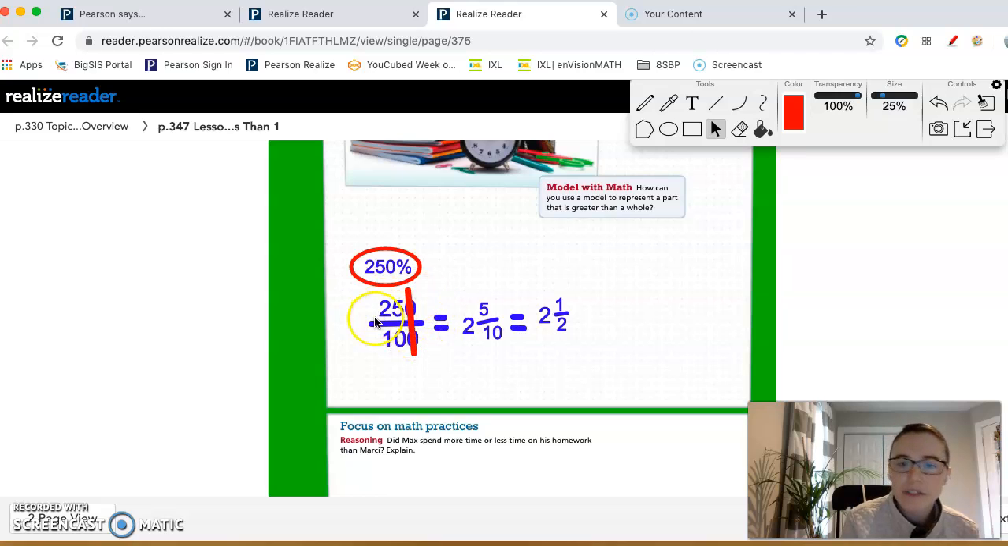Okay, so if we reduce this fraction 250 over 100, first we divided by 10. We wrote it as a mixed number, 2 and 5 tenths. We wrote this mixed number in lowest terms, so now instead of 2 and 5 tenths, we have 2.5. So 250% equals 2.5. Okay, so now we're going to move on to our lesson.